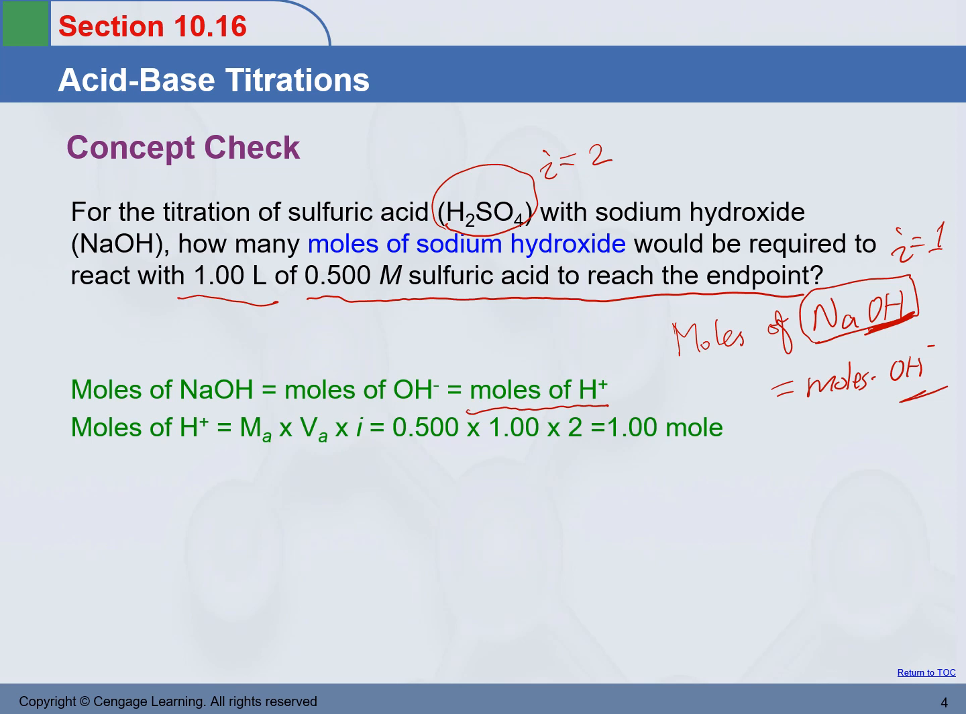Moles of protons equals molarity of the acid times volume of the acid times i, the number of protons supplied by each acid formula. Molarity is given, 0.500. Volume is given, 1.00 liter. Luckily, what is given is a liter. If not, we would have to convert the volume unit to liter. But in this case, it is liter. Good. 1.00 times 0.500 times 2, i equals 2. It is a diprotic acid. Final answer, 1.00 mole, 3 significant figures.